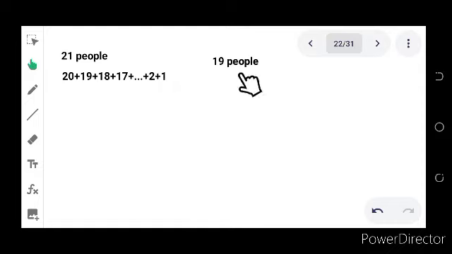Now, originally, there are 19 people. So the number of phone lines will be 1 less than the number of people. So that will be 18 plus all the numbers that precede it until 1. So we have 18 plus 17 plus 16. It continues until 1.